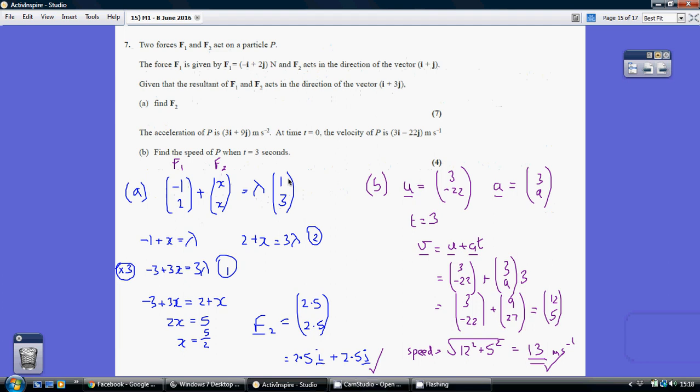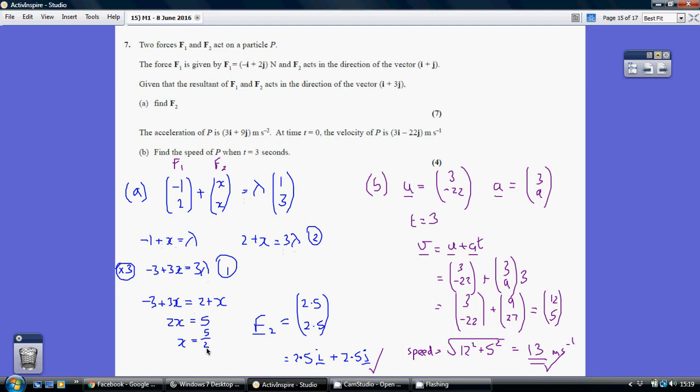Looking at the i components, I can say minus 1 plus x equals 1 lot of lambda, minus 1 plus x equals lambda, and looking at the j components, I can say 2 plus x equals 3 lambda. So two equations, two unknowns, just a simultaneous equation. I've decided to multiply my first equation by 3, so that I've got 3 lambda here. So minus 3 plus 3x equals 3 lambda. So I've got 3 lambda here and 3 lambda here, so I can equate these two equations because they both equal 3 lambda. So minus 3 plus 3x equals 2 plus x. So solving that, I get x being 2.5.